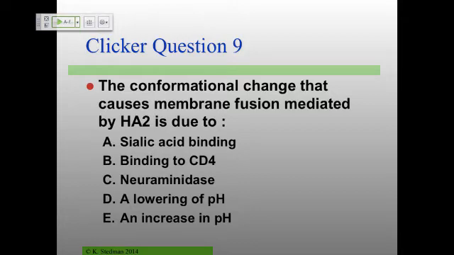The conformational change, oops, we're going to talk here, that causes membrane fusion mediated by HA2 is due to sialic acid binding, binding to CD4, neuraminidase, a lowering of pH, and increase in pH. Yes. Talk to your neighbors, please.